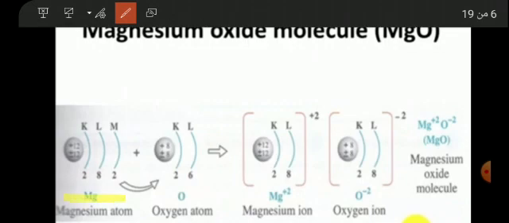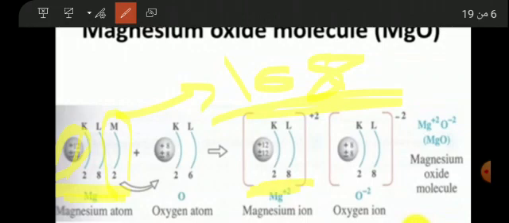Here we have the configuration of magnesium. Magnesium contains 12 electrons in its configuration, 2, 8, 2. So the outer energy level has to gain or lose. Yes, it will. It will lose the 2 electrons. Okay, so the configuration will be 2, 8.